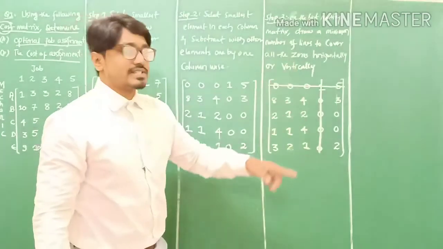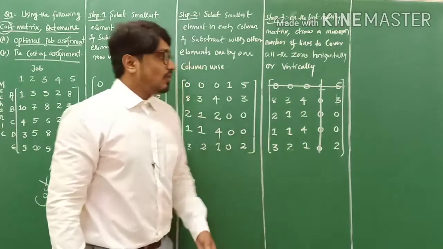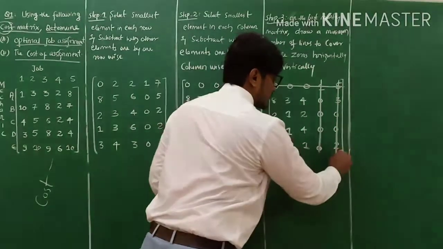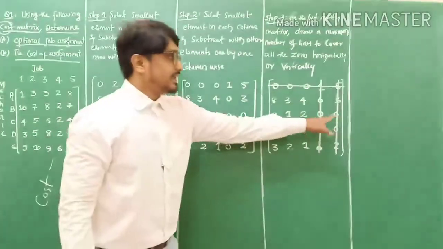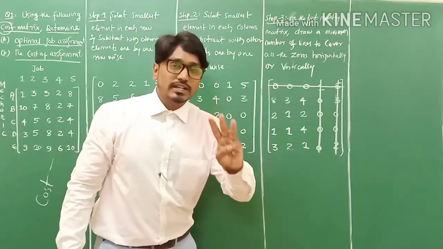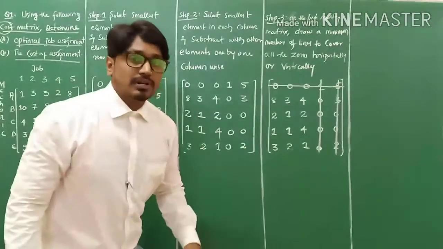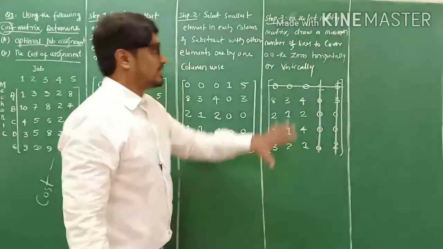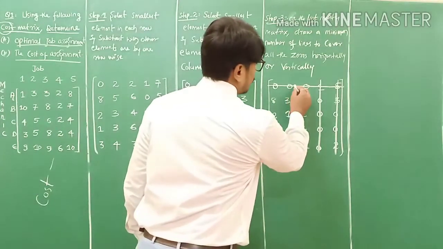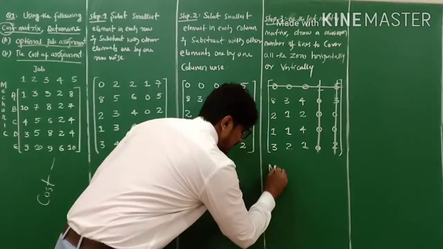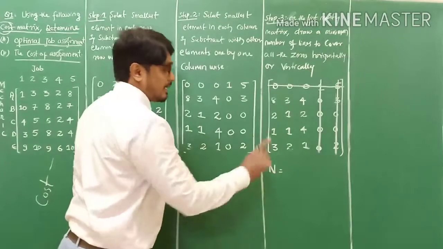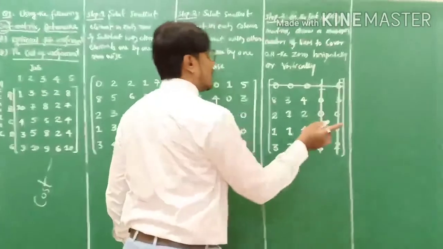So what does step number 3 say? Draw the minimum number of lines to cover all the zeros horizontally and vertically. I won't draw like this, I draw like this. See, how many lines have I drawn? I tried my level best and I have drawn 3 lines. So these are the 3 minimum number of lines I draw on this modified matrix 1. Now let's check the number of lines drawn. 1, 2, 3. So this capital N means the number of lines drawn.